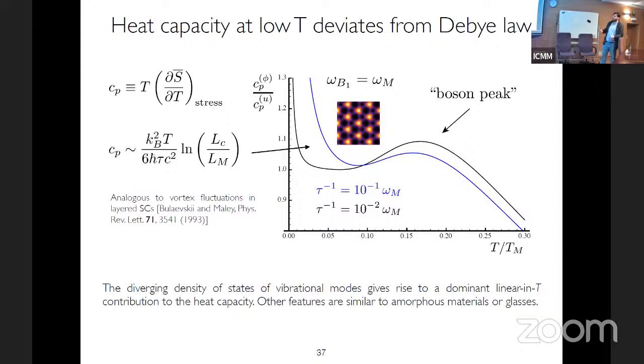So this is the logarithmic divergence that is now cut off by the collective pinning length that I introduced before. This formula is analogous to, for example, the contribution to the specific heat of vortex fluctuations in the mixed state of type-II superconductors. It's basically the same system, and it's just due to incommensurability. So this is kind of the message, no? You now have the diverging density of states that gives a very large specific heat at low temperatures, very fast entropy production. And this is kind of similar to what happens in other amorphous materials and glasses. So I think that's an interesting observation.